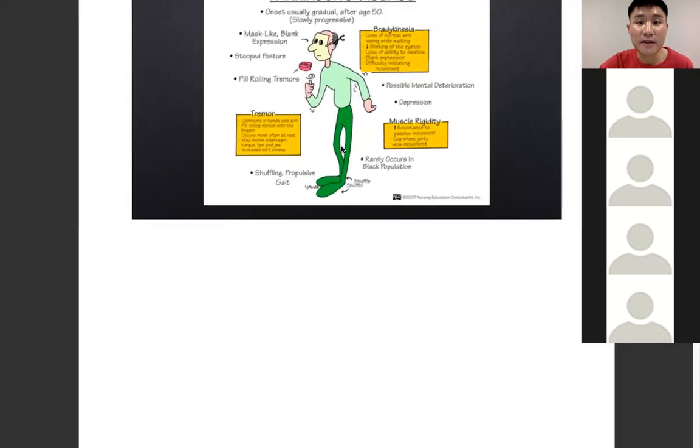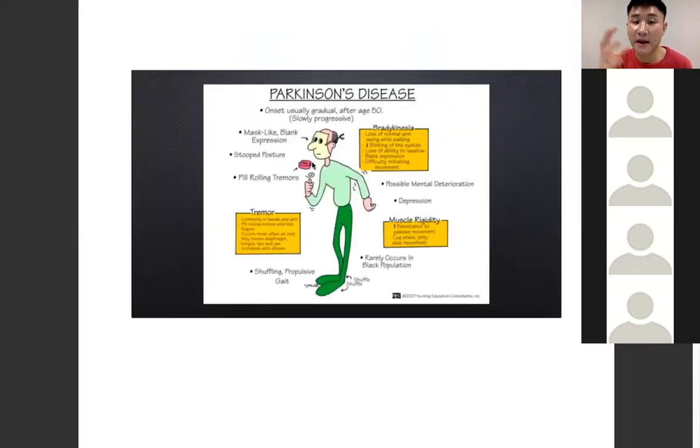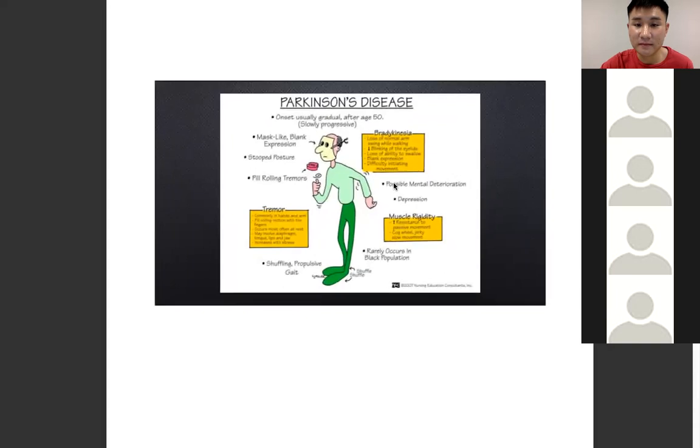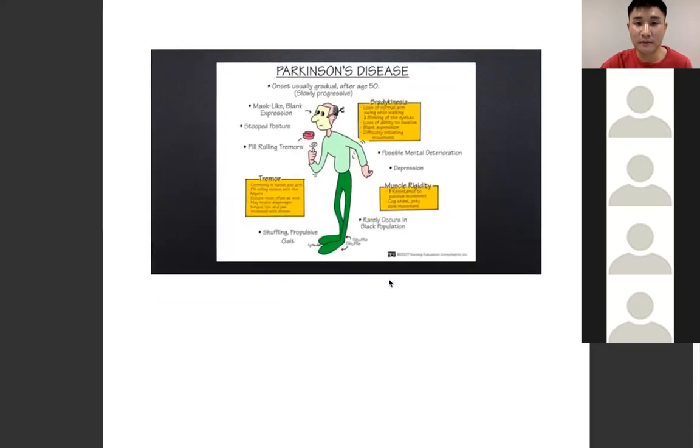So this is Parkinson disease. The patient will have a mask-like expression. Okay, remember that. They'll have tremors, stooped posture, a shuffling gait, and bradykinesia. See, bradykinesia is the loss of arm swing while walking and slow movement. Okay, let's move on.